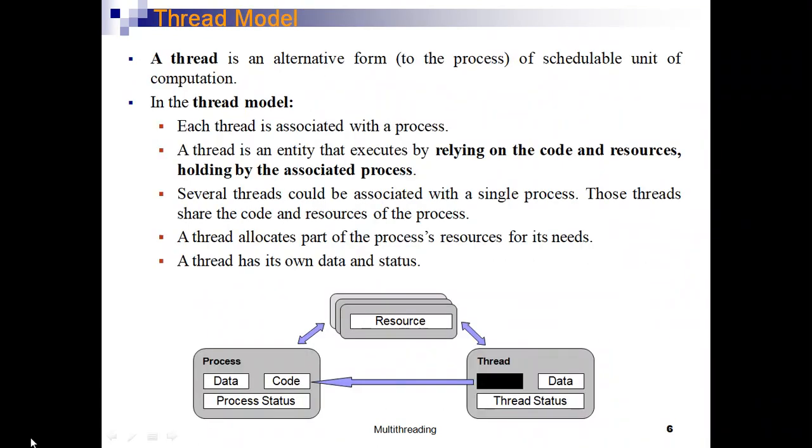A thread is a small program that will execute under process memory. Please note it: it's not processor memory, it is process memory. That means for a program to execute, there will be some memory allocated. So a thread is a small program that will execute under process memory, meaning within the memory which is allocated to the process, only within that memory space will this thread execute. That means a thread doesn't have a separate memory space, but it will take a part of the memory allocated to the process.